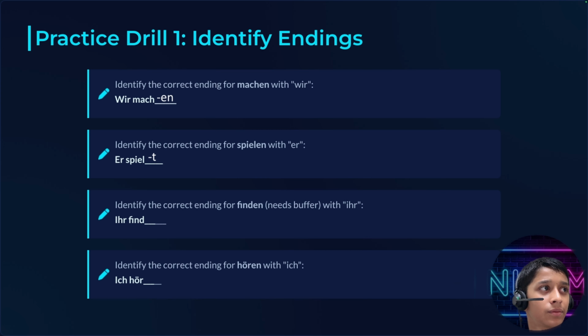Then the third, er find. So what will be the ending of find? It will be t, which makes it er findet. Then ich hör. So the ending of hör will be e, ich höre. So review any errors carefully because the buffer rule in particular is easy to overlook when working quickly.